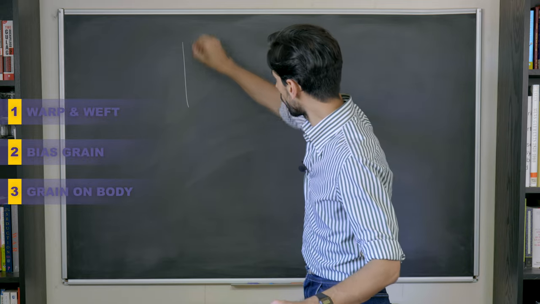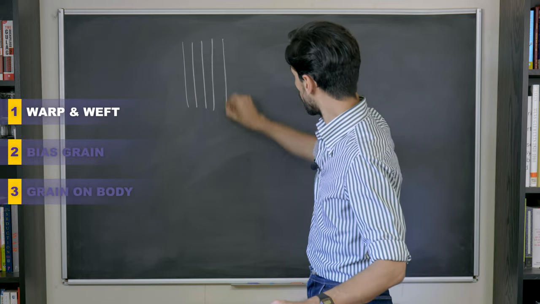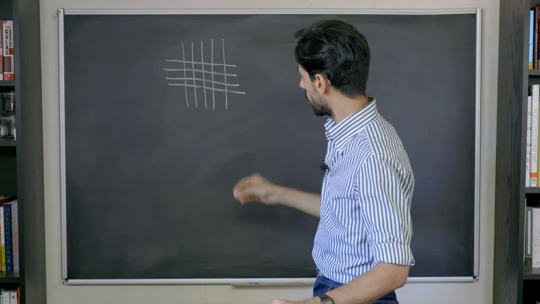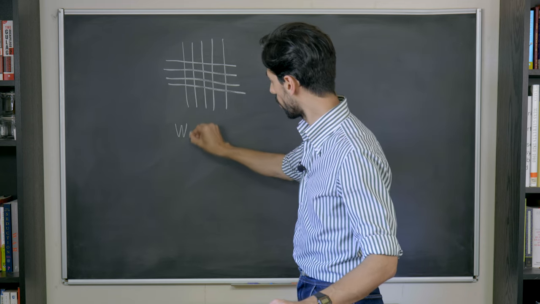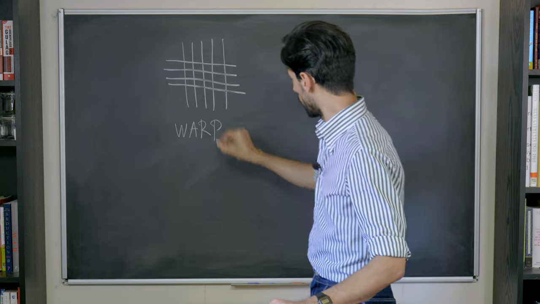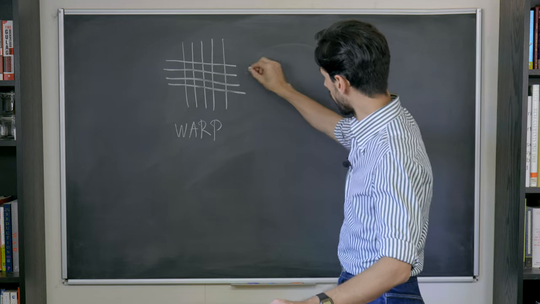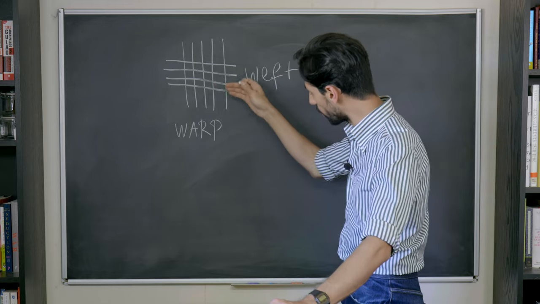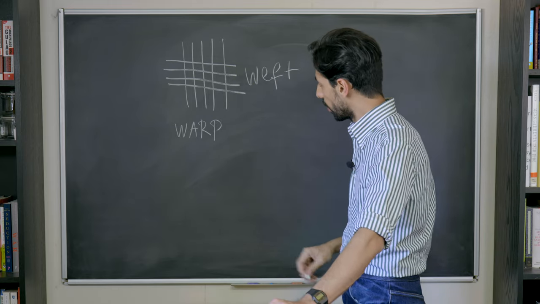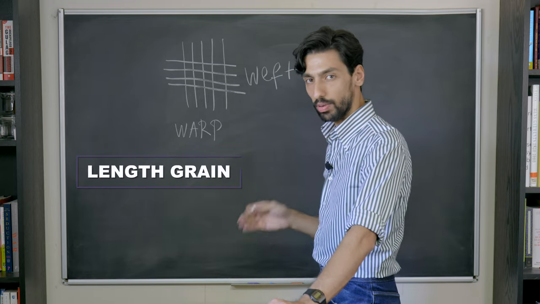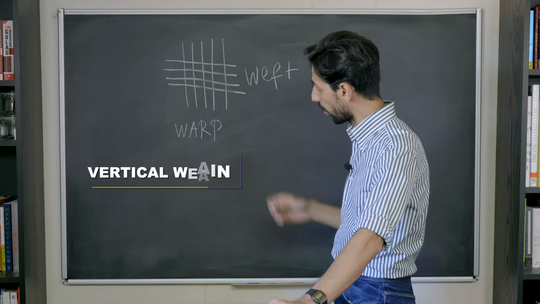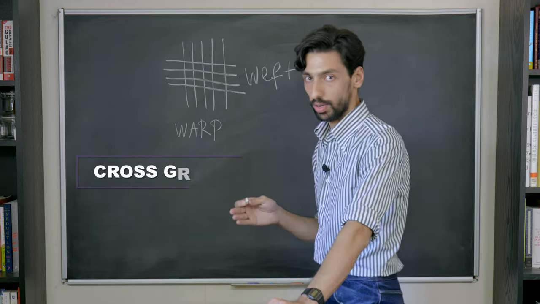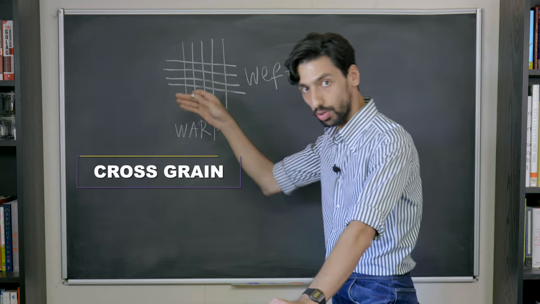All conventional weave is basically an arrangement of vertical and horizontal yarns. The vertical yarns are called the warp. The horizontal yarns are called the weft. The name already says it, it's woven into the warp. Now the warp is also known as the length grain, or it's also called the vertical weave. The weft is known as the cross grain, also known as the horizontal weave.